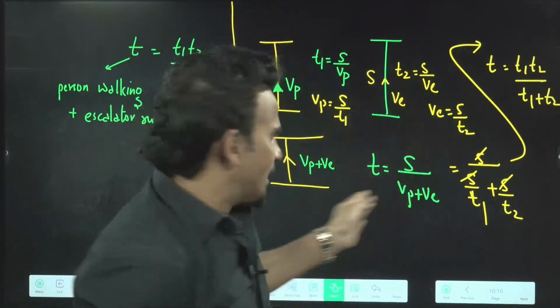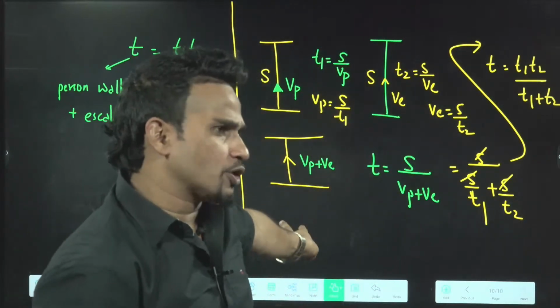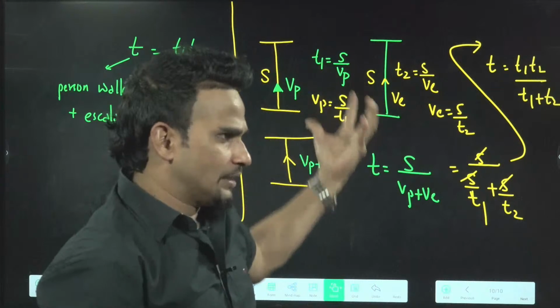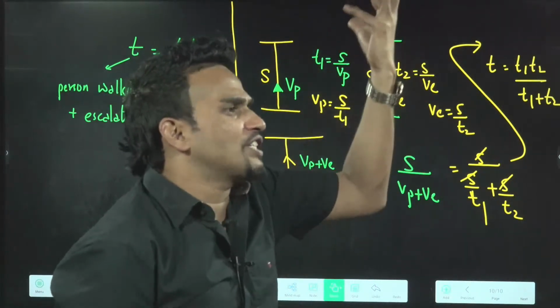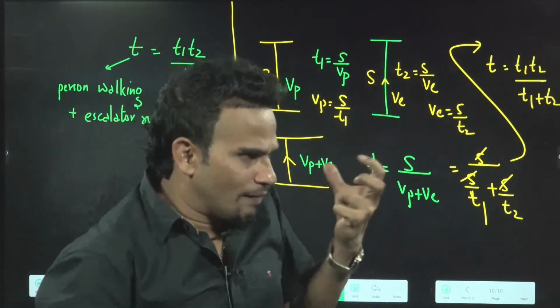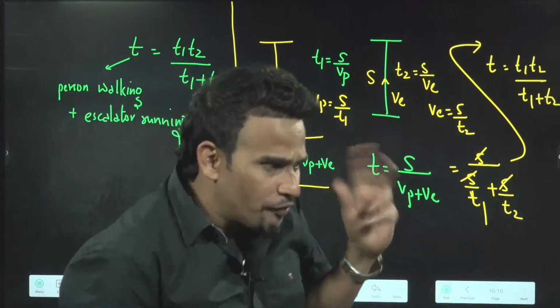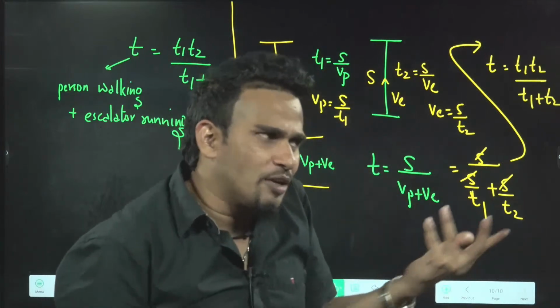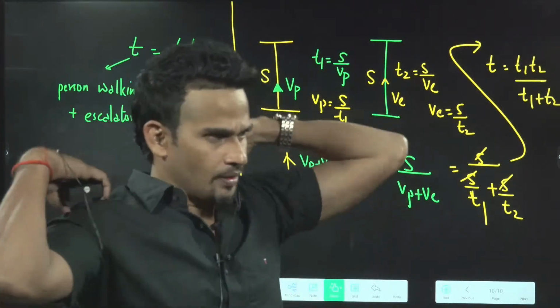Vp, this is not relative velocity. Don't think this is part of relative motion. It is the total, effective velocity which he will get. Like you have 10 rupees and I gave you 15 rupees, so the total rupees you will have is 25, like that.